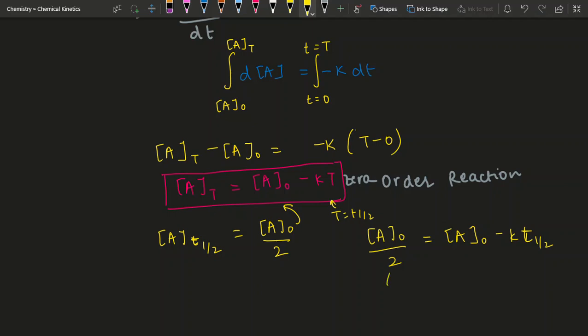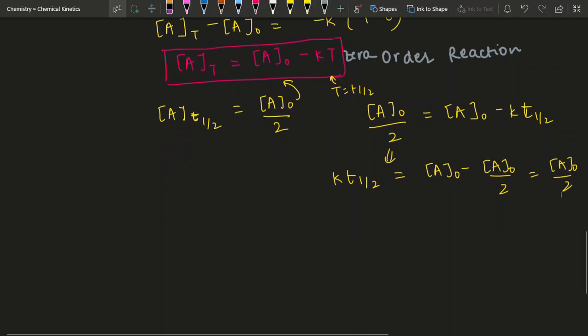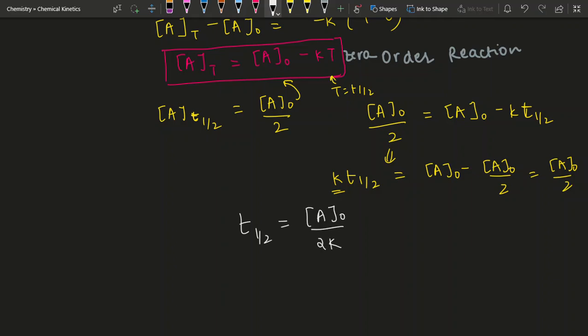If you do the math and simplify this further, you have k t half equals A naught minus A naught over 2, and that's also equal to A naught over 2. Now what you can do finally, given you have the rate constant, is find the half-life to be equal to A naught over 2k. You took this k and took it to the other side.